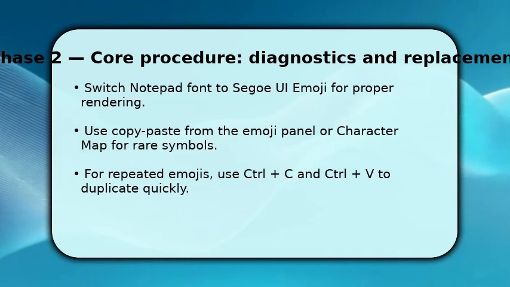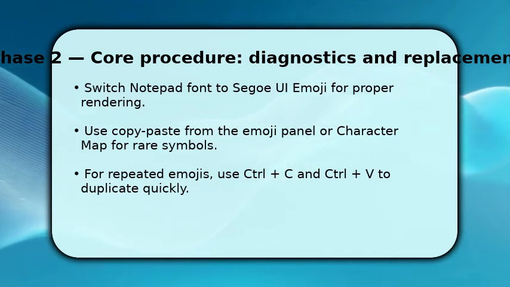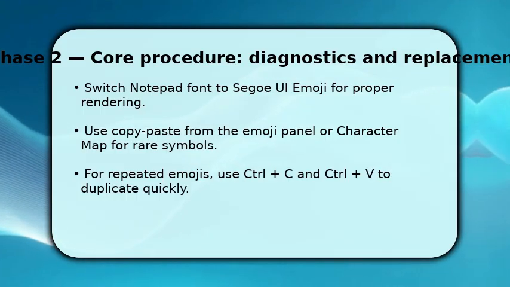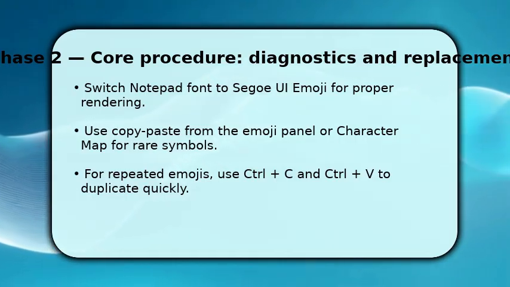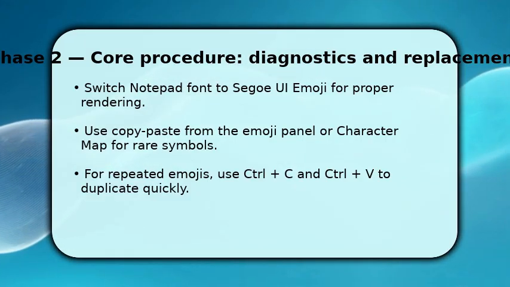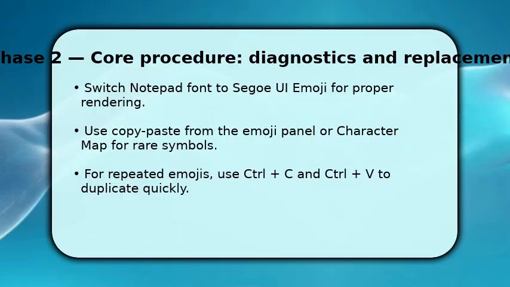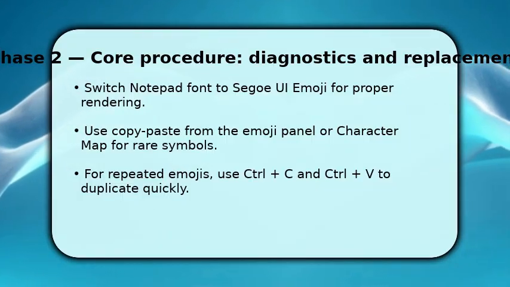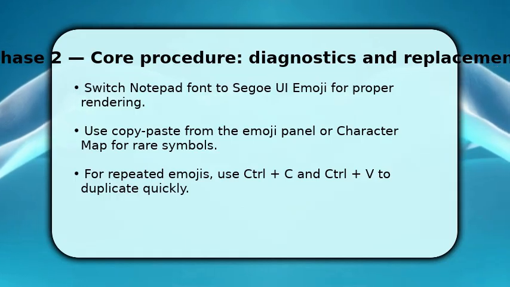Once an emoji is inserted, make sure it displays correctly by switching Notepad's font to Segoe UI Emoji. This font supports color glyphs and prevents empty boxes. If an emoji is missing, open Character Map or the emoji panel, copy the symbol, then paste it into Notepad. For multiple repeats, select the emoji and use Ctrl+C then Ctrl+V to duplicate quickly. Make sure to save periodically so you don't lose inserted icons, and remember why font choice matters for visible results.